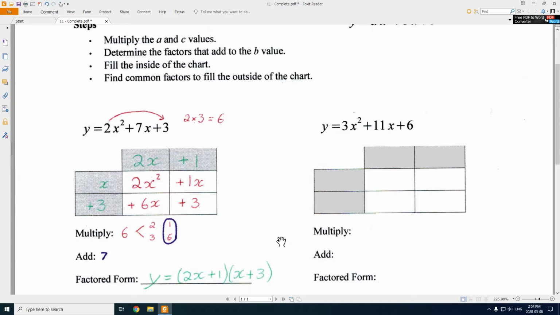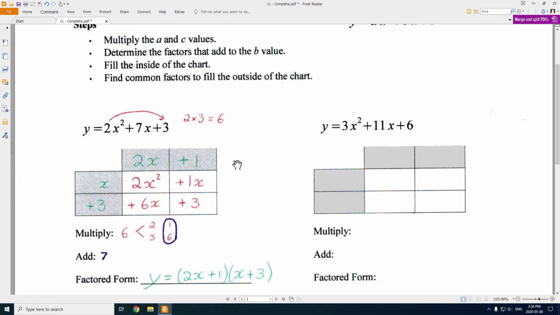Now you could always double check your answer, right? If you go back to the chart, 2x plus 1, x plus 3, if you fill that in and multiply each row and each column, 2x squared, 1x, 6x, 3, and then you add your like terms, 2x squared plus 7x plus 3. Yep, it brings you back to that standard form.